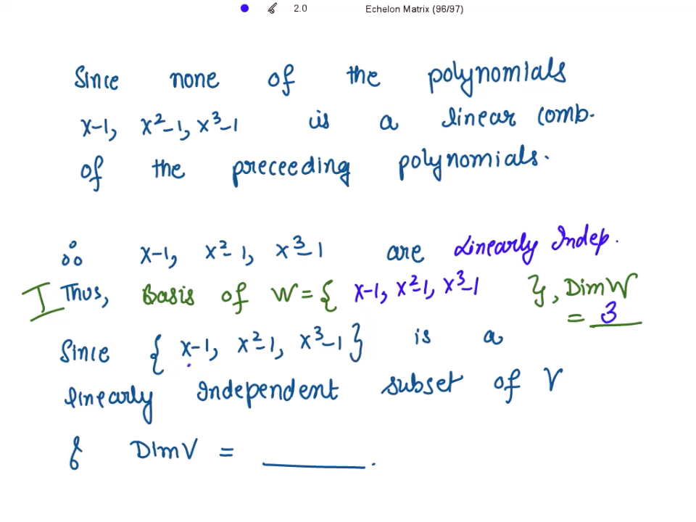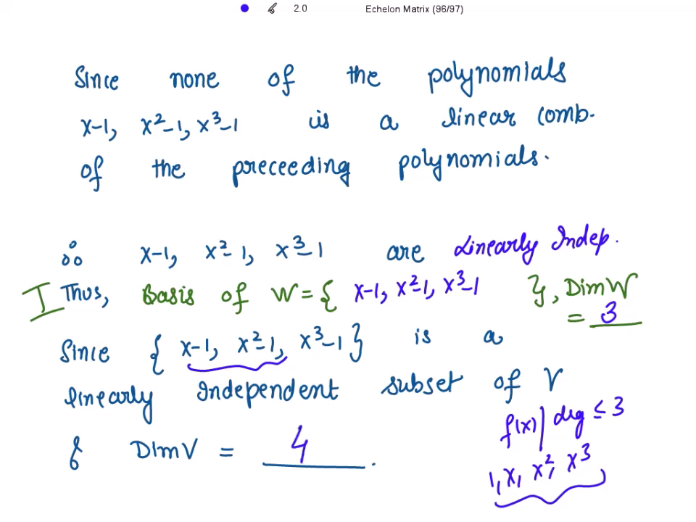Now this set is a linearly independent subset of V. And what is the dimension of V? V is the set of all polynomials having degree less than or equal to 3. And what is the standard ordered basis for V? It is 1, x, x², x³. These are the standard ordered basis for V, and the number of elements is 4. So the dimension of V is 4.